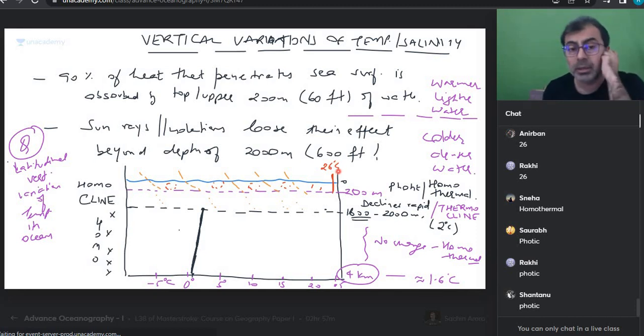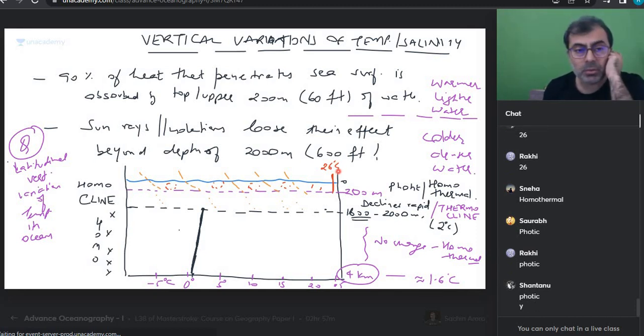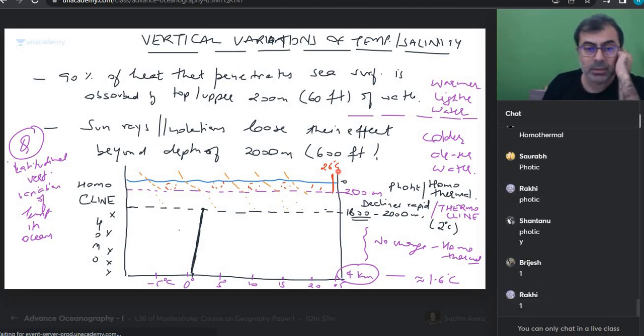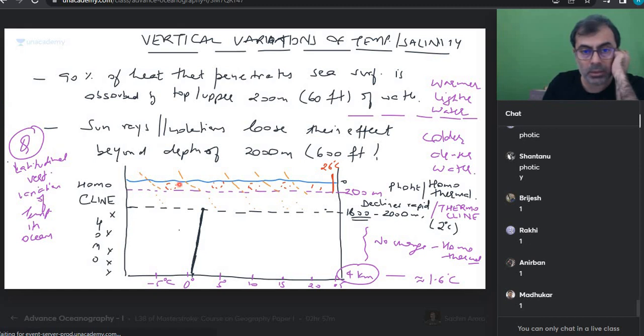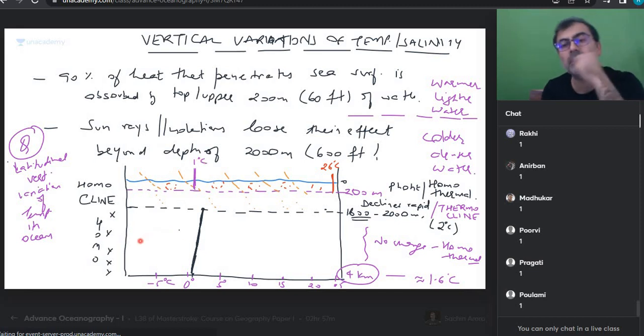True. Okay. I want everyone to now do what? Pole. 60 degree latitude. What is the temperature? 60 degree latitude, 1 degree Celsius. Let's put 1. 1 will be here. It will be less than 2, right? Can I say this is going to be 1? 1 degree Celsius at 60 degrees north. Is everyone okay?